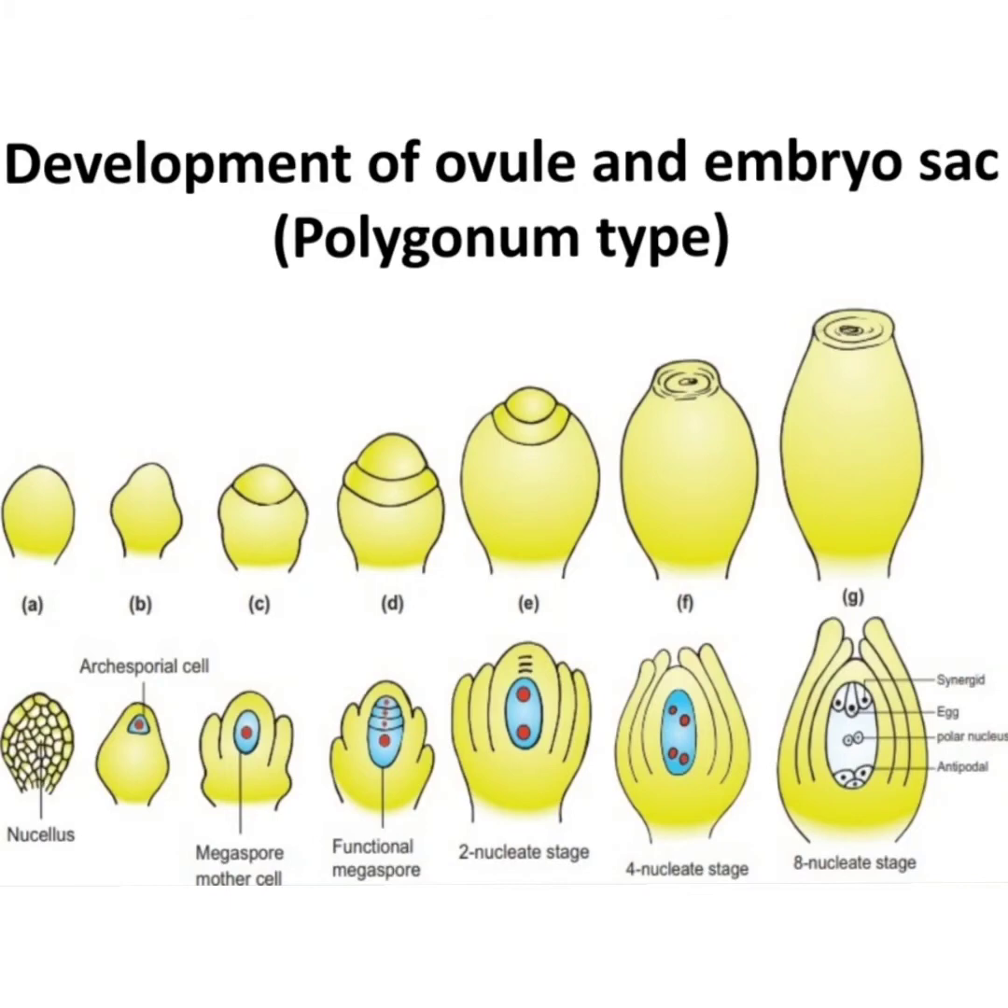type, where the nucellus forms the archisporial cell. The archisporial cell develops into a megaspore mother cell. The megaspore mother cell forms megaspore tetrads, and one of the megaspores becomes a functional cell, and this functional cell, which has a single nucleus, divides and forms the 2 nucleate stage, and again it undergoes mitosis to form the 4 nucleate stage, and this again multiplies and forms the 8 nucleate stage, which is the complete ovule.